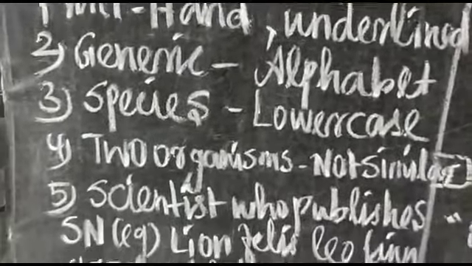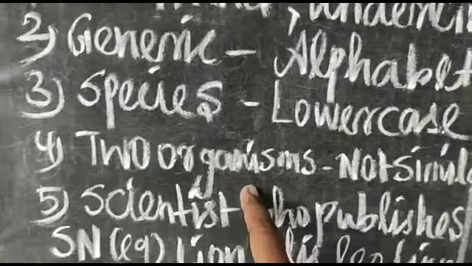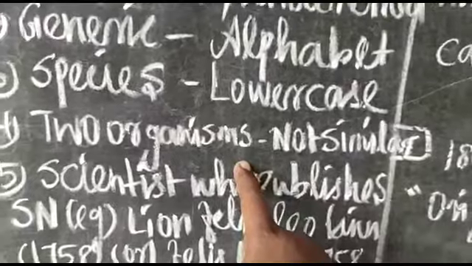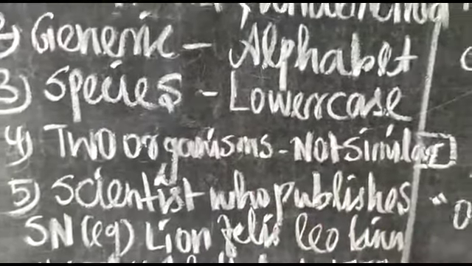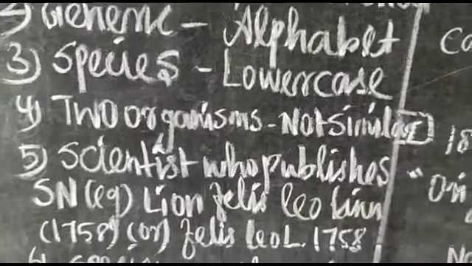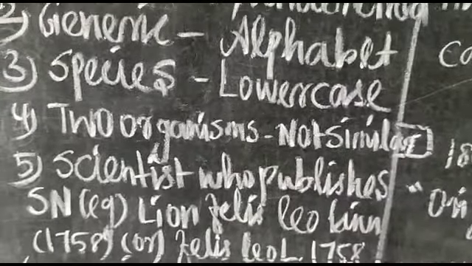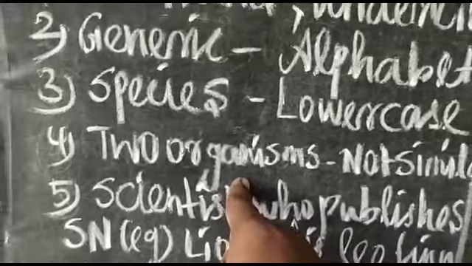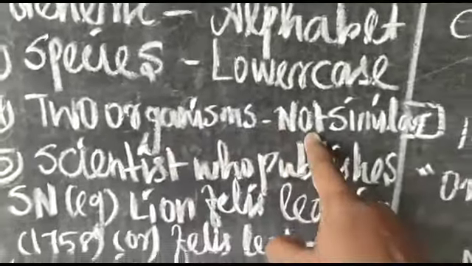The fourth point: the scientific names of any two organisms are not similar. Only Hibiscus of a variety is Hibiscus, and the next part, the species name, is different. So no two organisms have the same scientific name.